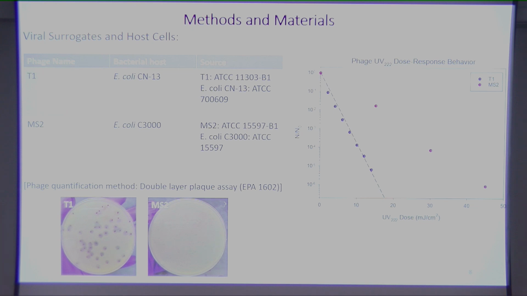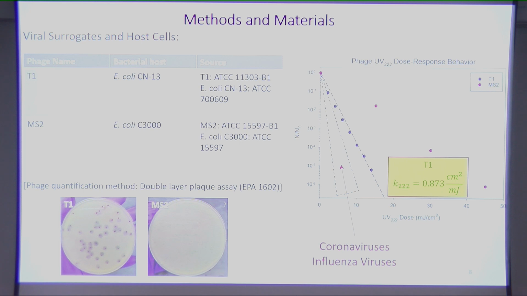All right, so we have conducted experiments with both T1 and MS2. I'm going to focus on T1 largely because I think T1 is better as a surrogate for the pathogens that we care about. We're not doing experiments with true pathogens in this lab, so we're using a surrogate, and we're intentionally using a surrogate that is slightly conservative relative to the pathogens that we care about, which happen to be, for example, the coronaviruses and influenza viruses.